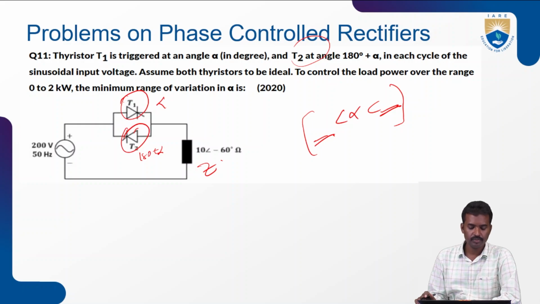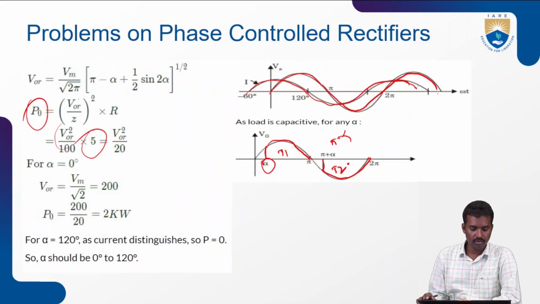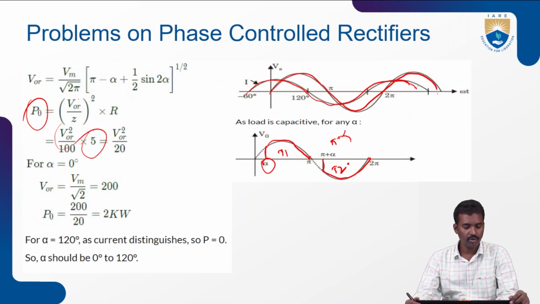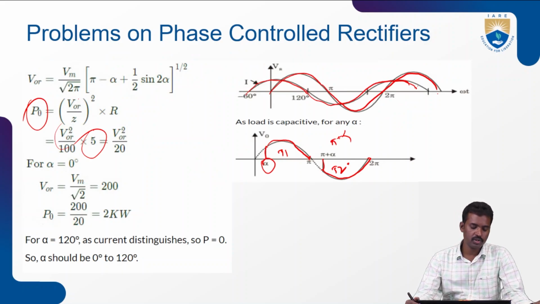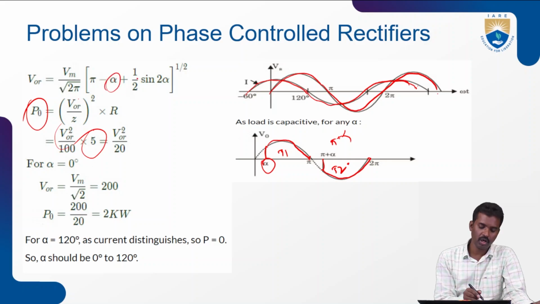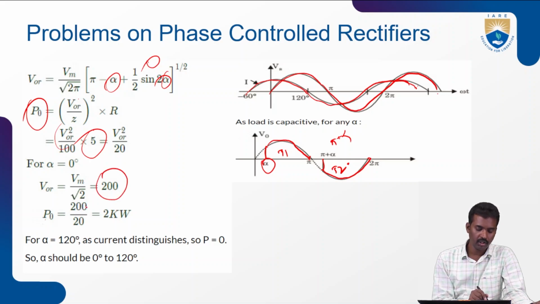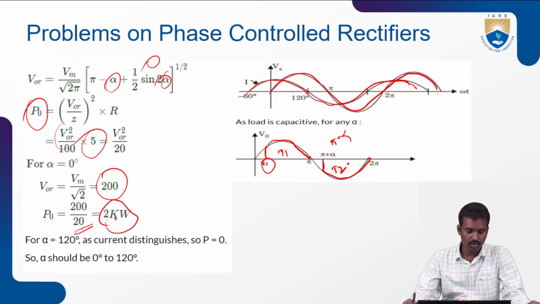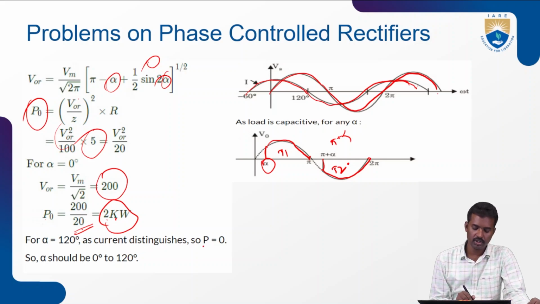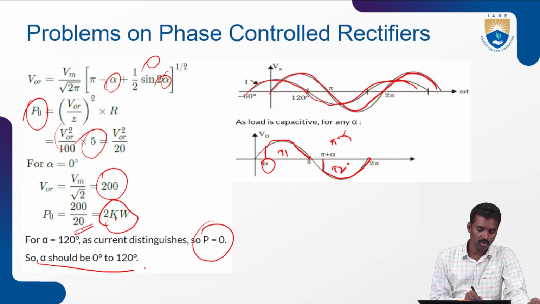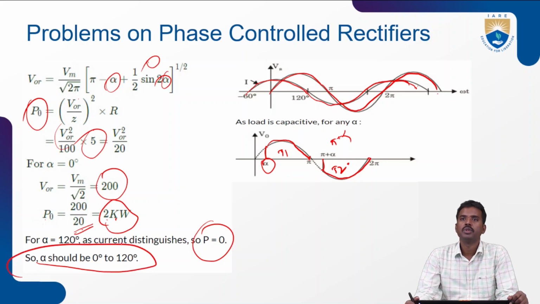R value is here 5 ohms, and now here alpha equals 0. If you substitute alpha equals 0, this is completely 0, and this pi gets cancelled, and Vm by root 2, that is 200. P naught equals 200 by 20, that is 2 kilowatts. When alpha equals 120, the current is discontinuous and P naught equals 0. So now here alpha value from 0 to 120 degrees.